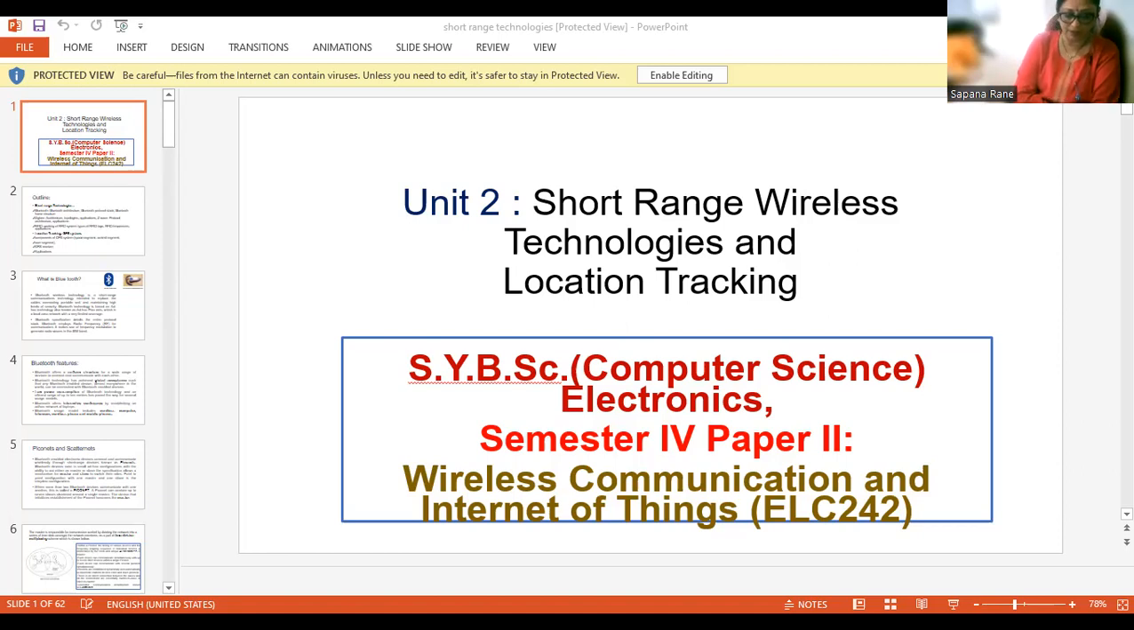Can anybody tell me what are the short range technologies? Wi-Fi. Wi-Fi is there. Okay. Bluetooth. Bluetooth you are using, Wi-Fi is there. Apart from this, we have performed one experiment on Zigbee. We have also studied Zigbee at that time. So Zigbee is also a short range communication technology. Z-Wave is also there, which you have not used.